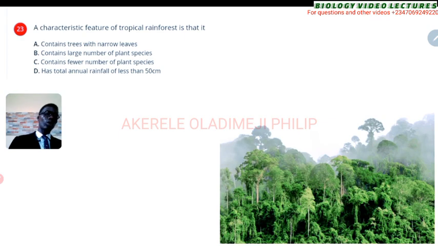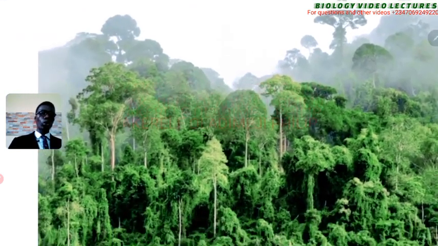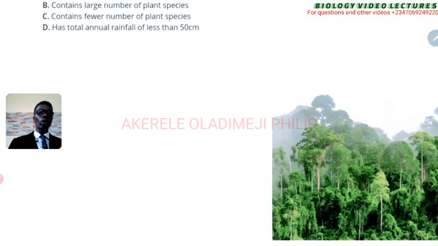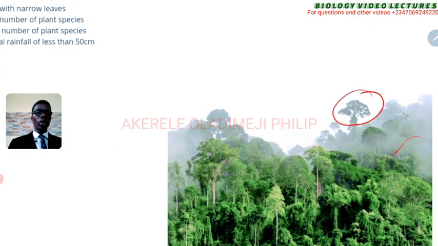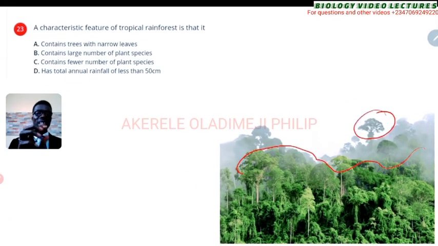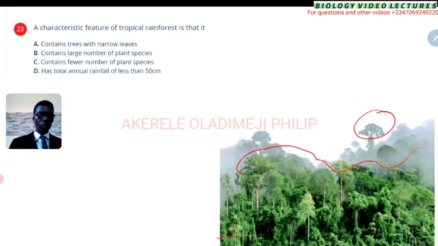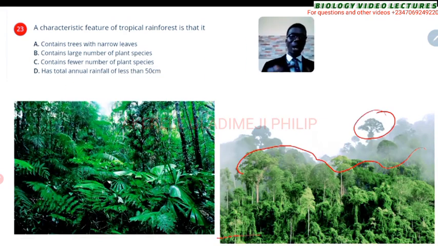So this is what we're talking about. This is a tropical rainforest. You have all sorts of plants of different heights. These ones are called emergent ones. These ones are the ones that will form the canopy, so to say. All right, you have different strata in the tropical rainforest, you have ground dwellers and all of that, like five layers or so. So you have all sorts of plant species there, so this is correct. It contains a large number of plant species. Evidently, that is true from what we are seeing on the screen.